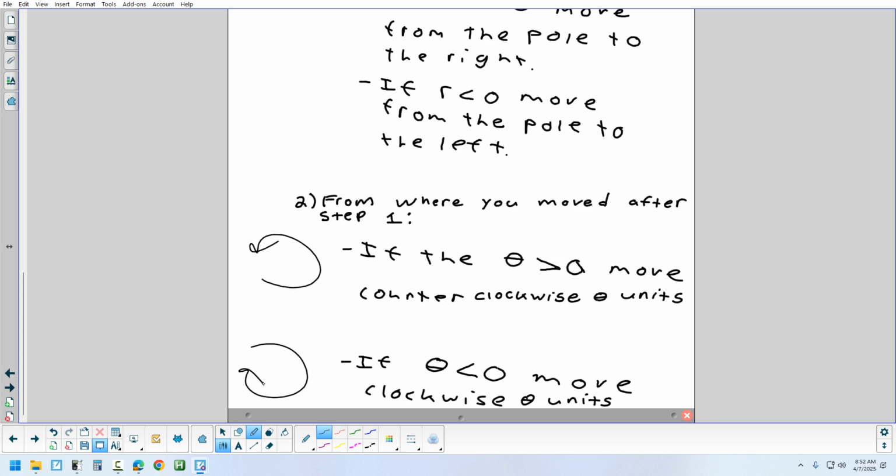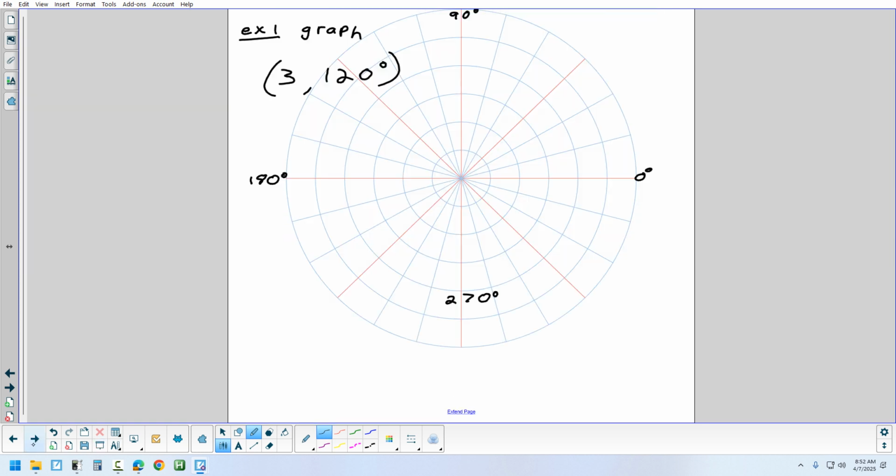So we're just going to practice graphing a bunch of points now. As I said before, we never really get into graphing full pictures. It's just not something we quite get to. But we'll graph single dots. All right, so let's try that. 3, 120 degrees.